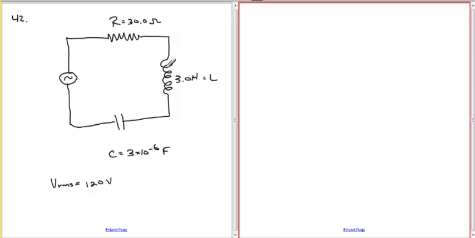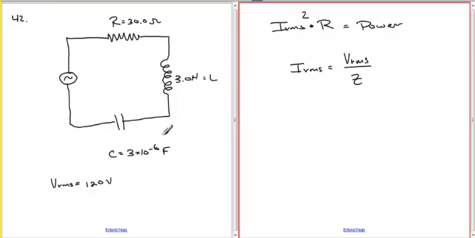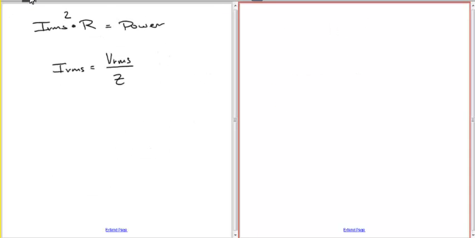Remember that the power delivered only has to be equal to what is dissipated in the resistor. So all we have to do is find the RMS current for each one of those frequencies, square that and multiply by the resistance, and that will give us the power. The key thing is finding the current for each one. Remember the RMS current is equal to the RMS voltage, which we know, divided by the impedance. So let's make up a table.